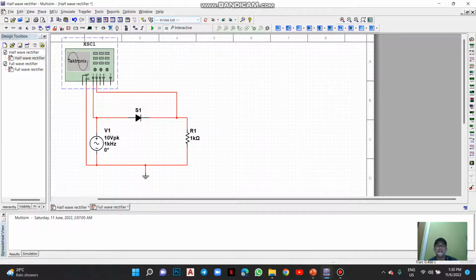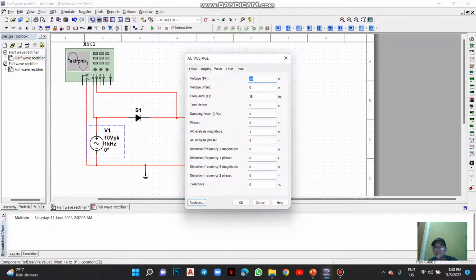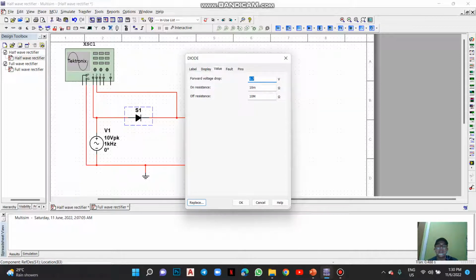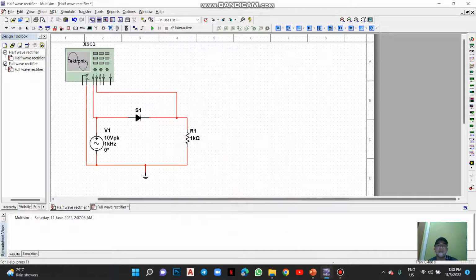So this is the construct of the circuit, where as you can see, I'm using a voltage source of AC voltage, alternating current, with a voltage peak of 10 volts, and I set the frequency to 1 kilohertz. And then I'm using a diode S1, switch 1, which will have a voltage drop of around 0.7 volts. And for the load part, I'm using resistance R1 with a value of 1 kilo ohm.